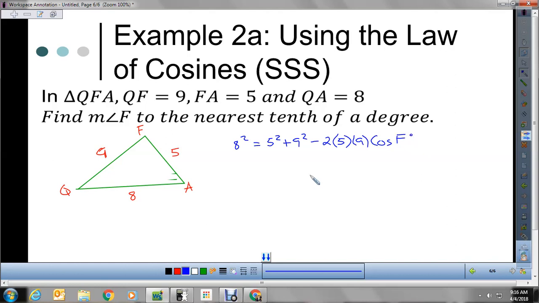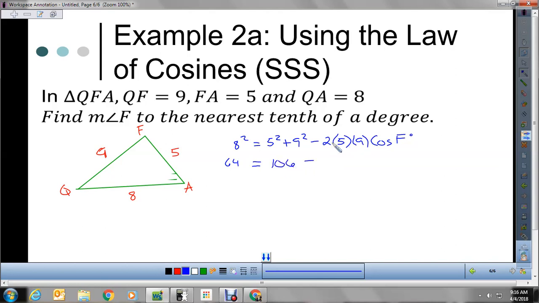Now, when you're finding an angle measure, you can't put it all in at once. So what you have to do is work out everything individually. There's a long process, so let's take a look. We know 8 squared is 64. Now if I square 5 to get 25 and 9 to get 81, and add them together, that gives me a total of 106.